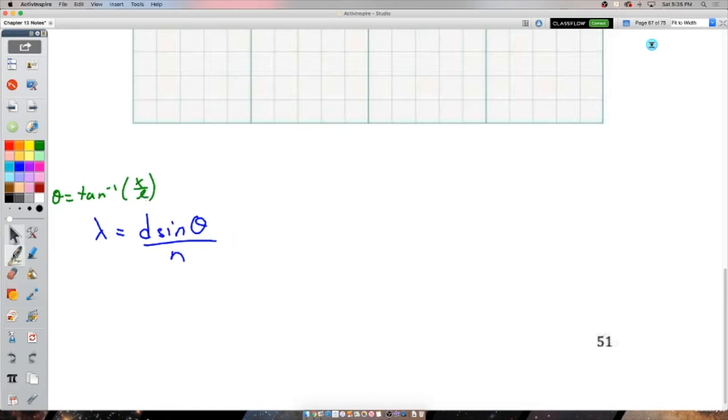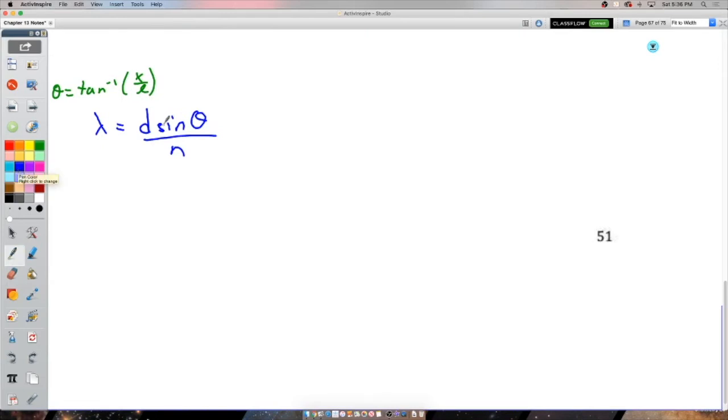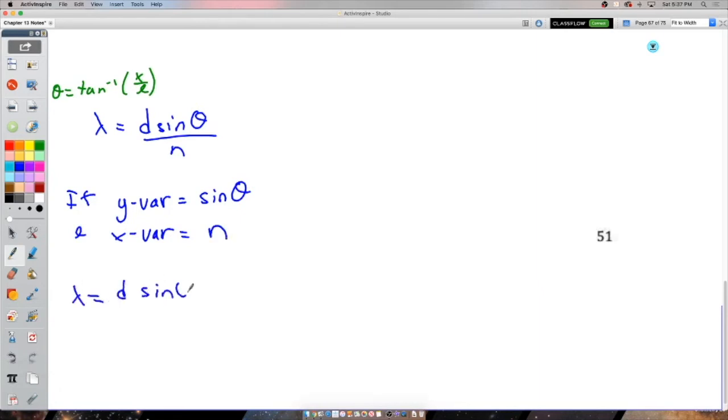So let's play with this a bit. We want lambda. Looking at it here, we have sine theta over n. Those are two things that are changing that we have data for. So if we make sine theta our y variable and n our x variable, then lambda equals d sine theta over n, which would equal d times rise over run, which would obviously equal d times slope.